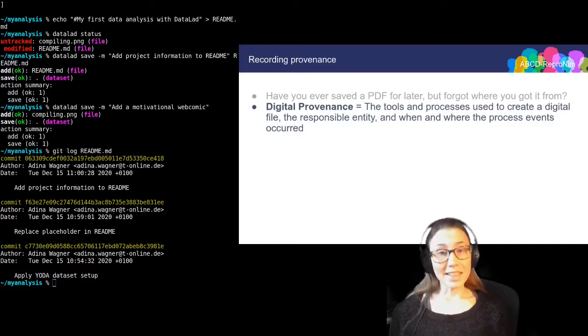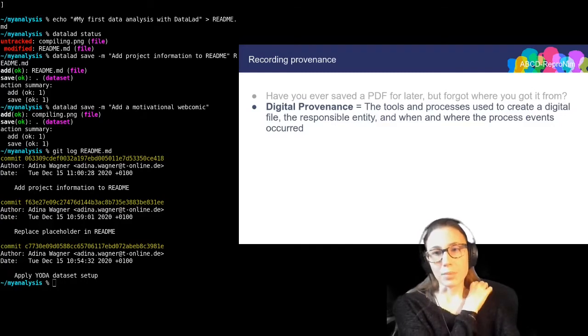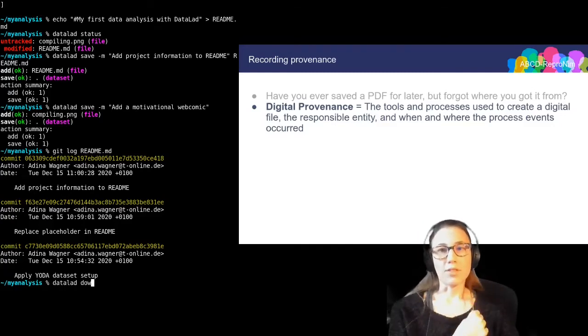Now, in a dataset, you're already capturing some provenance. For example, who did it change and when. But there's a command that captures some more provenance, namely the origin of a file. And this command is called DataLad download-url. I'm going to show you how I use this command right now.